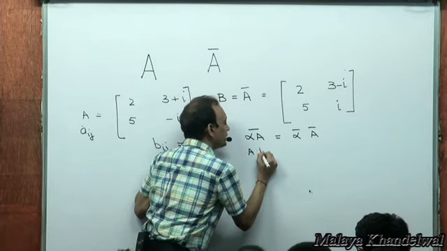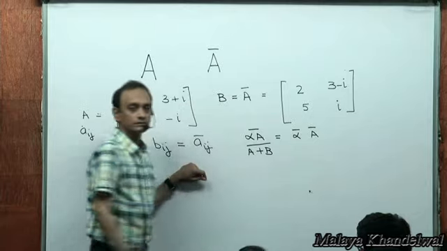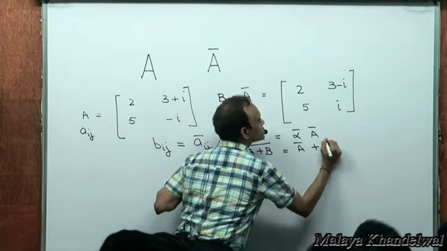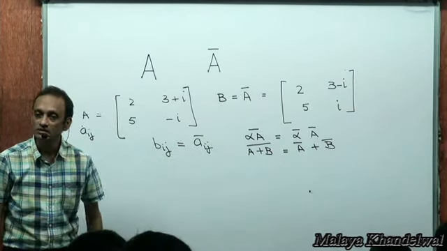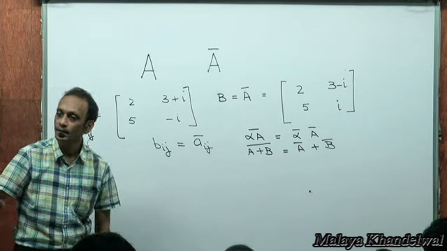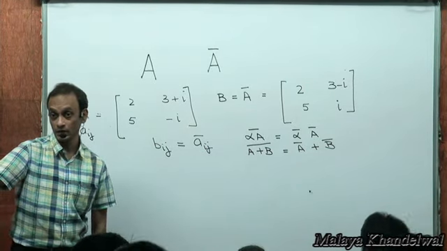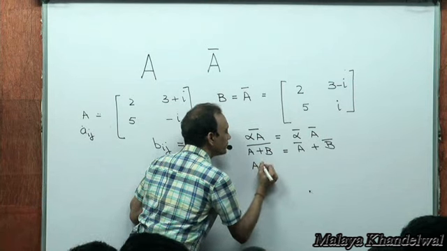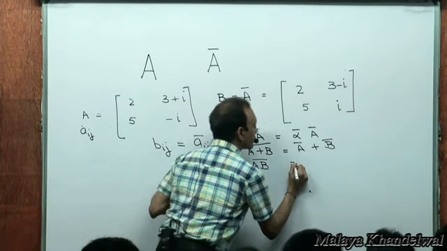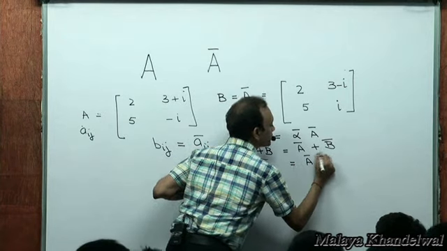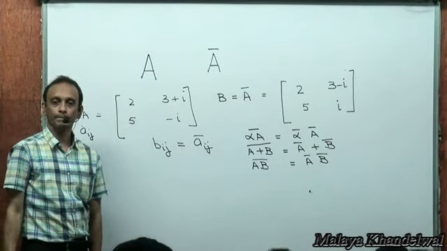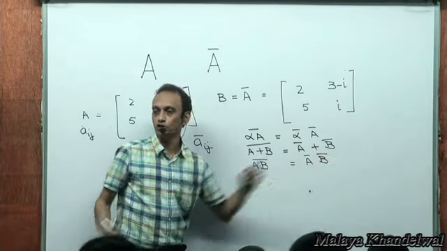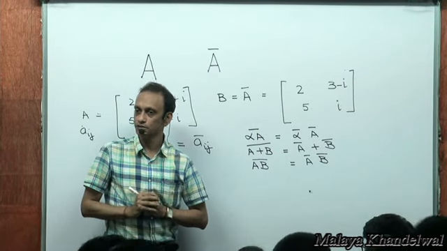Then we have A plus B, conjugate. That's A bar plus B bar. You should be able to establish all of this independently; these are very easy properties to see. Bar of A plus B would be bar of A plus bar of B. A and B are not numbers, they are matrices. Similarly, AB bar would be A bar times B bar. The conjugate of a product would be the product of the conjugates.